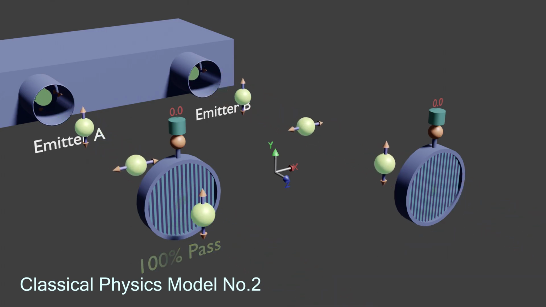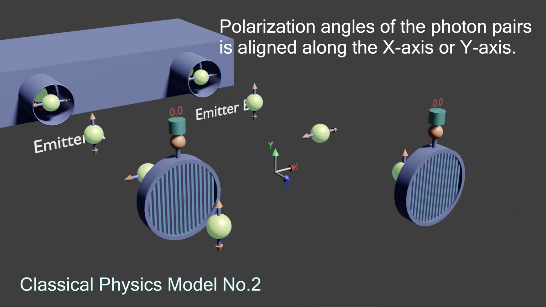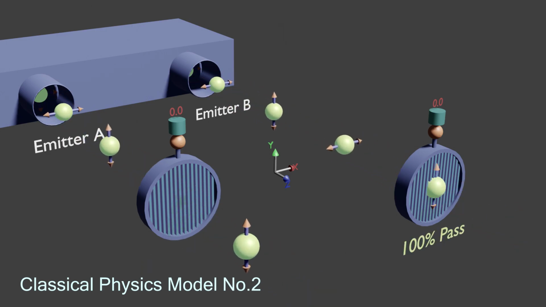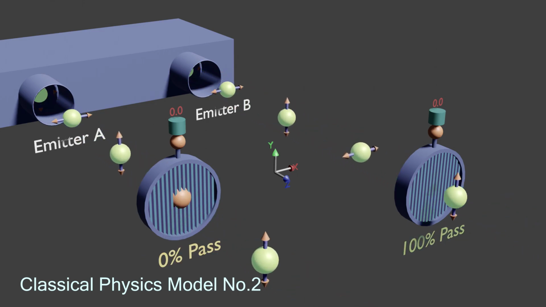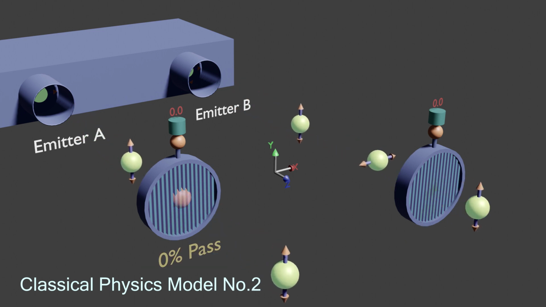In this second classical model, the polarization direction of both photons is aligned along the x-axis or y-axis and output alternately from both emitters. If both polarizing filters are aligned along the y-axis, then any photon pair aligned along the y-axis will pass both filters.